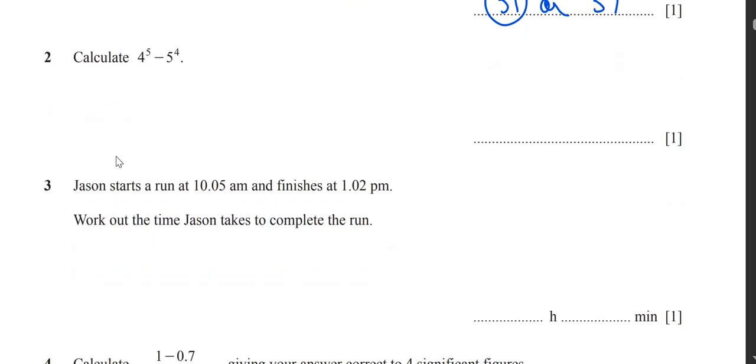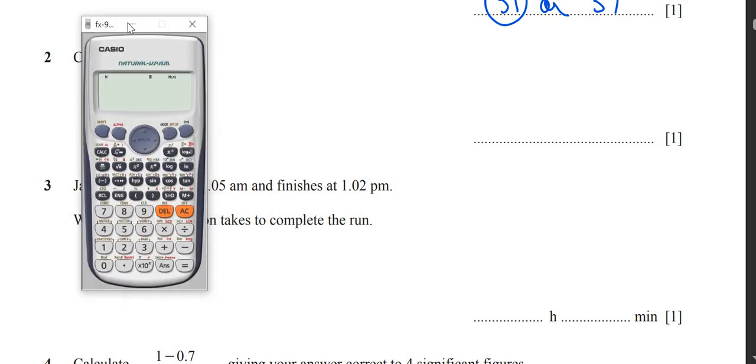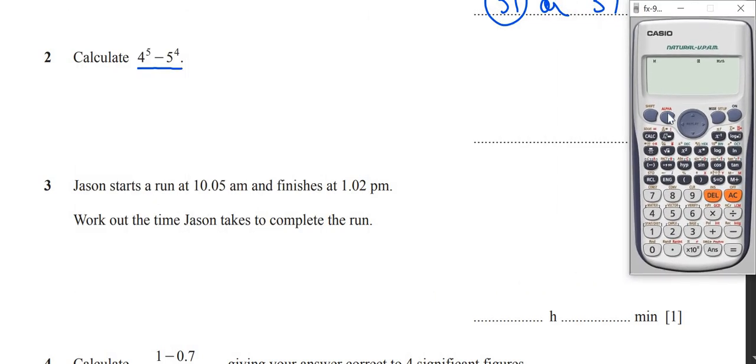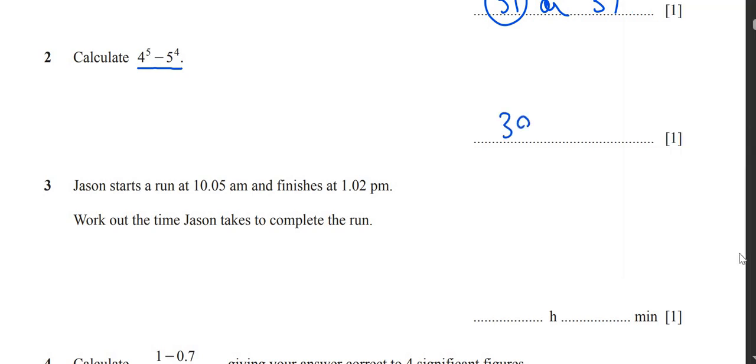Now next question says, calculate 4 raised to power 5 minus 5 raised to power 4. So look, let me open the calculator over here. Just write 4 raised to power 5, subtract it from 5 raised to power 4, and you will get 399 as your answer.